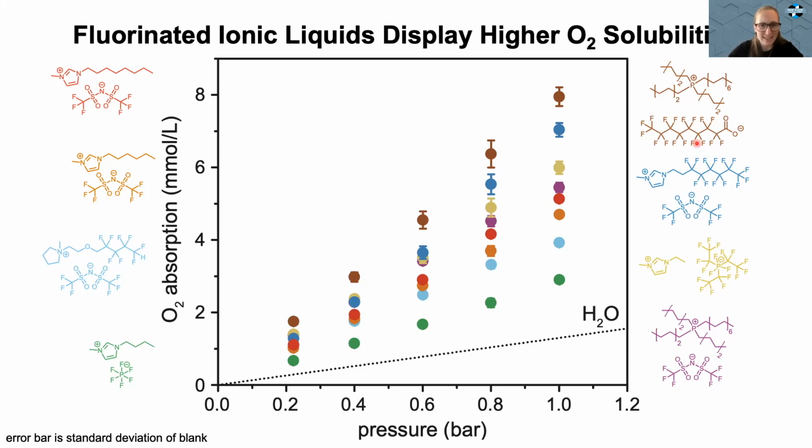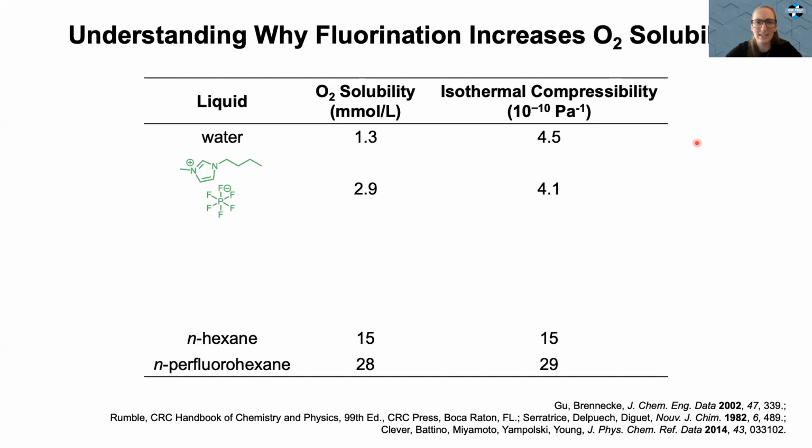Having shown this, we wanted to understand why the fluorination increases the oxygen solubility. We thought this might have happened because it was our goal of introducing perfluorocarbon aspects into ionic liquids. We wanted to understand more of the table that I showed you before. So we filled out the solubility column, but now we want to know more about the compressibility and what that might tell us about the liquid structure.